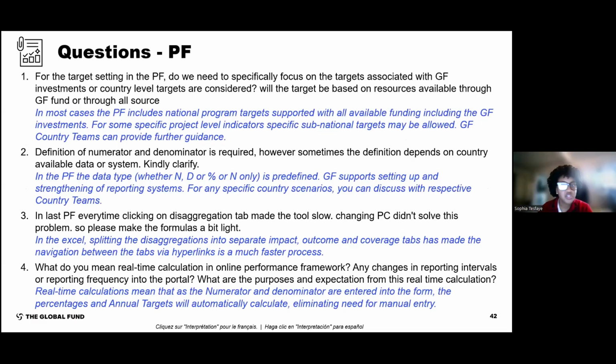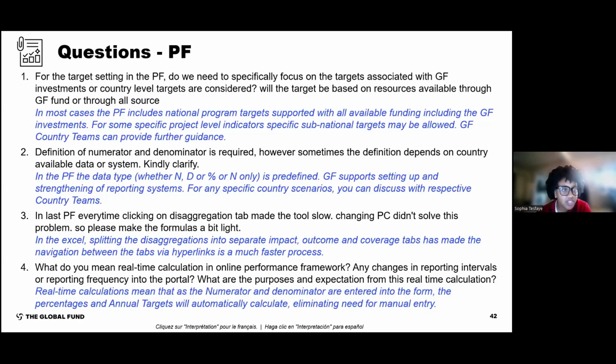Thanks, David. So starting with the first question, for the target setting in the performance framework, do we need to specifically focus on targets associated with the Global Fund investments, or country level targets are considered? Will targets be based on resources available through Global Fund or through all sources? So in most cases, the performance framework includes the national program targets supported with all available funding, which includes the Global Fund investments. For some specific project level indicators, specific subnational targets may be allowed, and it's best to reach out to your Global Fund country teams who can provide further guidance on this.